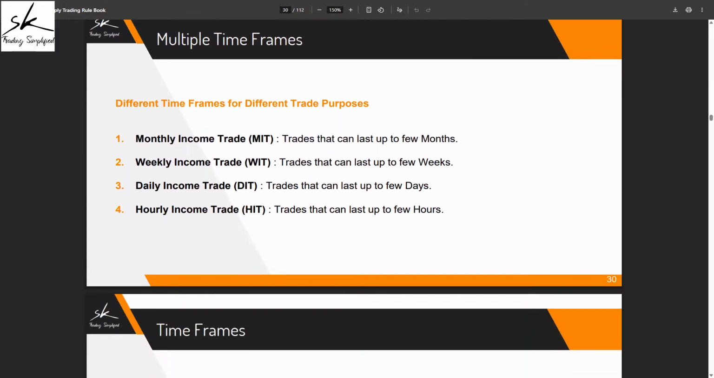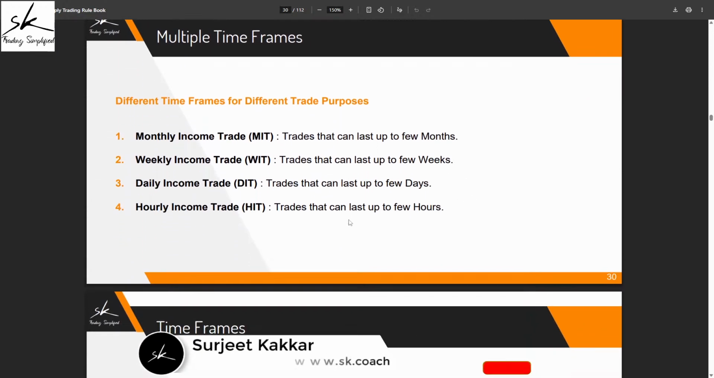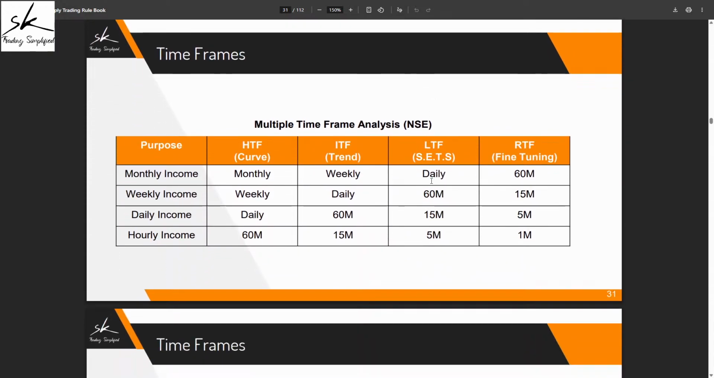Next, what are the 4 different purposes of trades? We have already talked about it. What is HIT, DIT, WIT, and MIT? So now the question comes that for every purpose of trade, what will be my 4 different time frames? And we get the answer from this table.